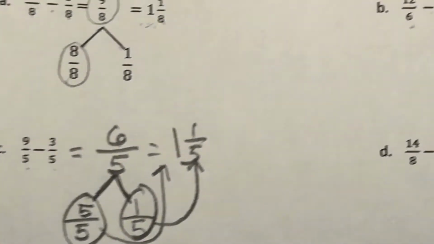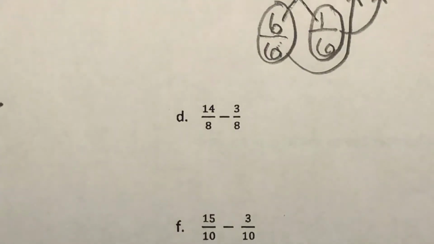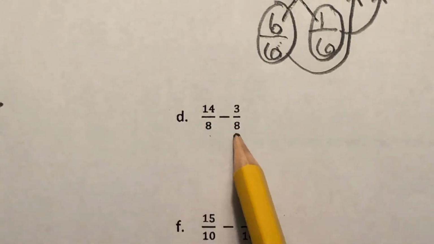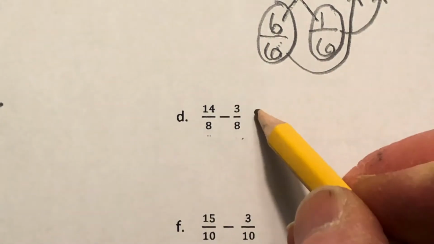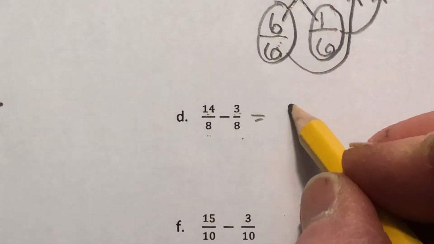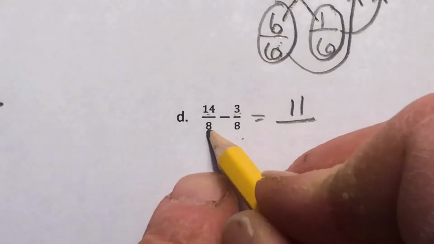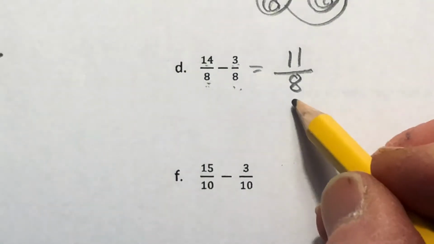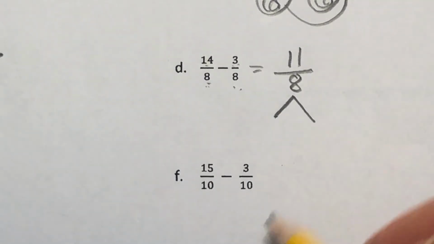Okay, let's check out this one. 14 eighths minus 3 eighths. So I'm talking about the same unit, eighths, so all I have to do is subtract the numerators. 14 minus 3 is 11. And what am I talking about? Eighths. So 11 eighths. Okay, so let's dissect this number bond.